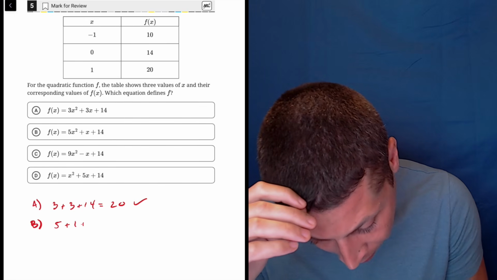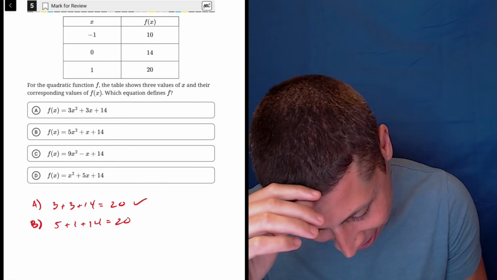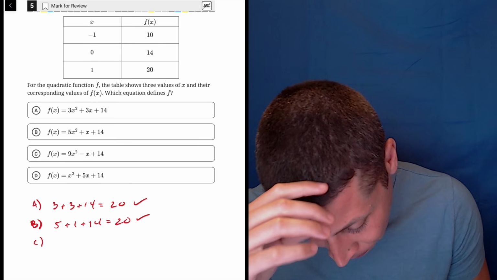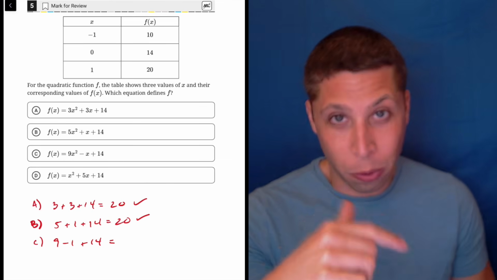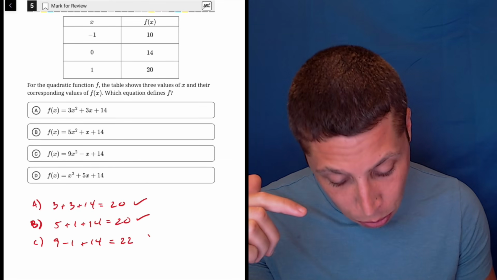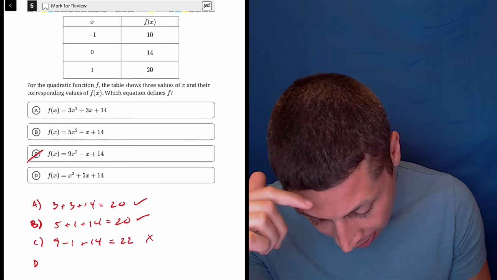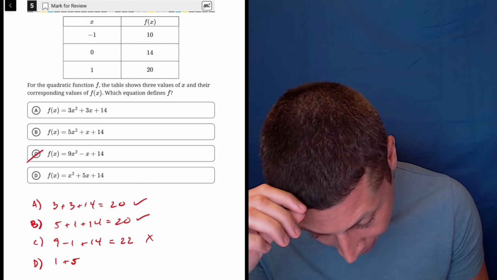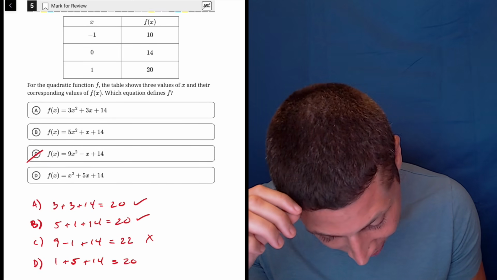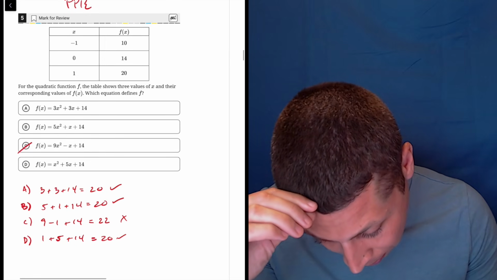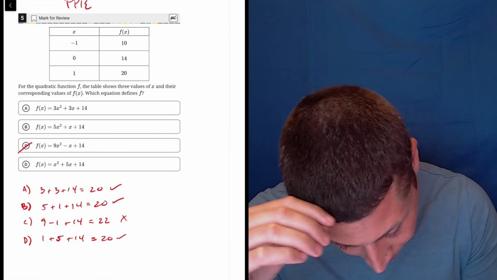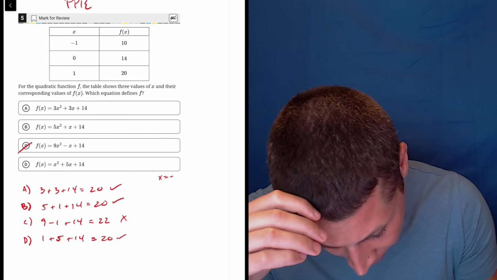B would be 5 plus 1 plus 14. Okay, that checks out. C would be 9 minus 1 plus 14. 8 plus 14 is 22, so that's wrong, so that gets rid of C. And D, 1 plus 5 plus 14 is 20. So, of course, that's going to work on all of those. But that's okay. We have one more point. So let's do negative 1, negative 1.